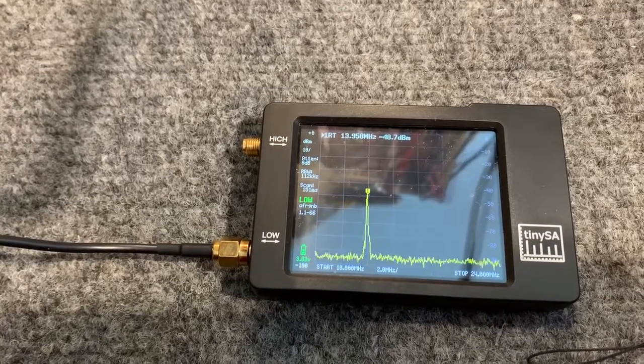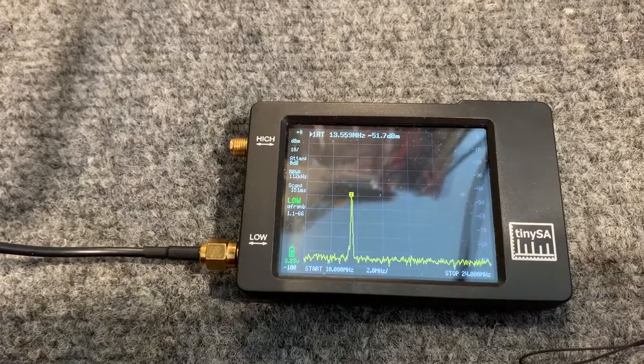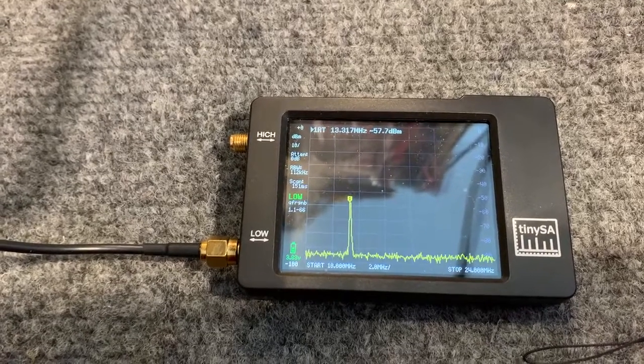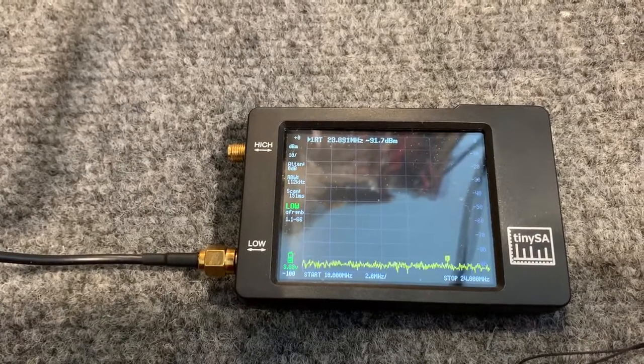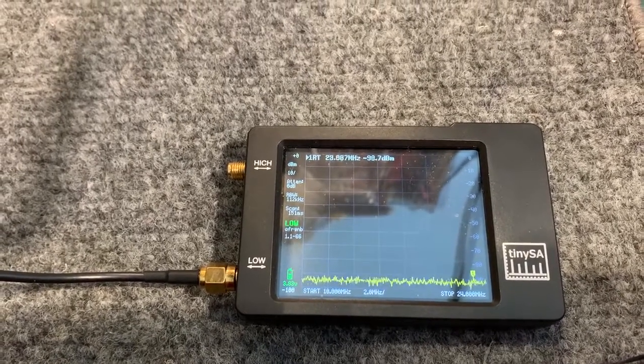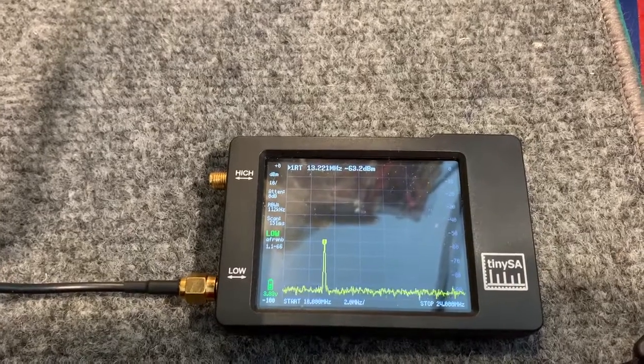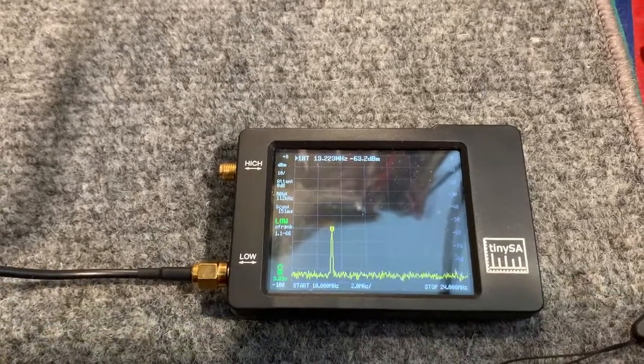The amplitude drops at 13 megahertz, and it's cutting off there. So there's a sharp cutoff just over 13 megahertz on the local oscillator.